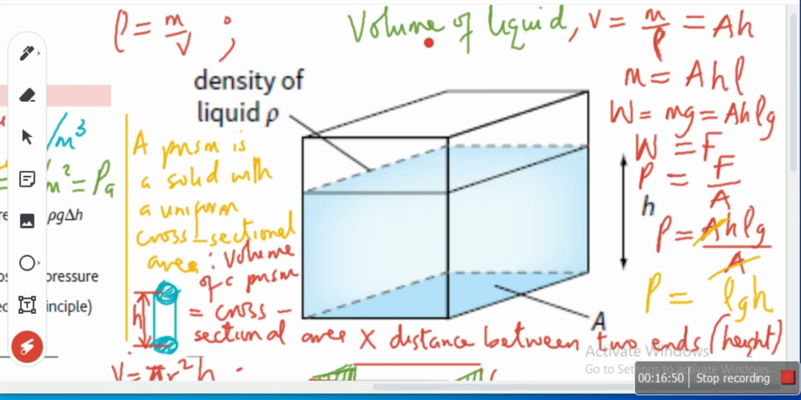So what does that tell you? As you go deeper in the fluid from the top, what do you think will happen to the pressure? It will increase, because it depends on the height, which is the depth. It depends on the density of the fluid, and of course g. g is a constant.